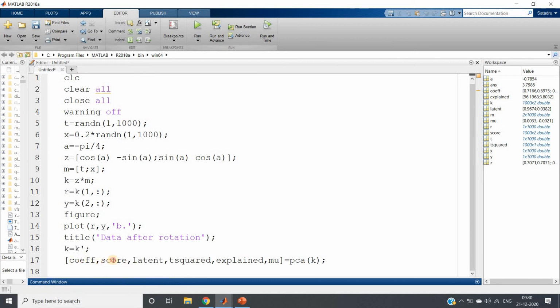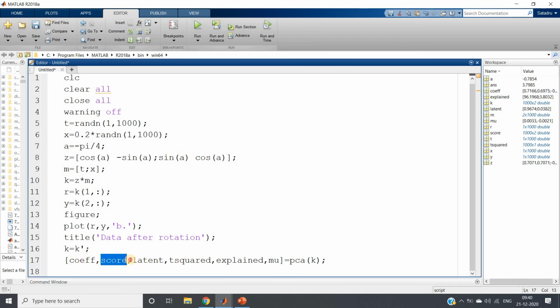So we have understood score, latent, and explained. These are some important output parameters. I'll be discussing more in my upcoming videos.